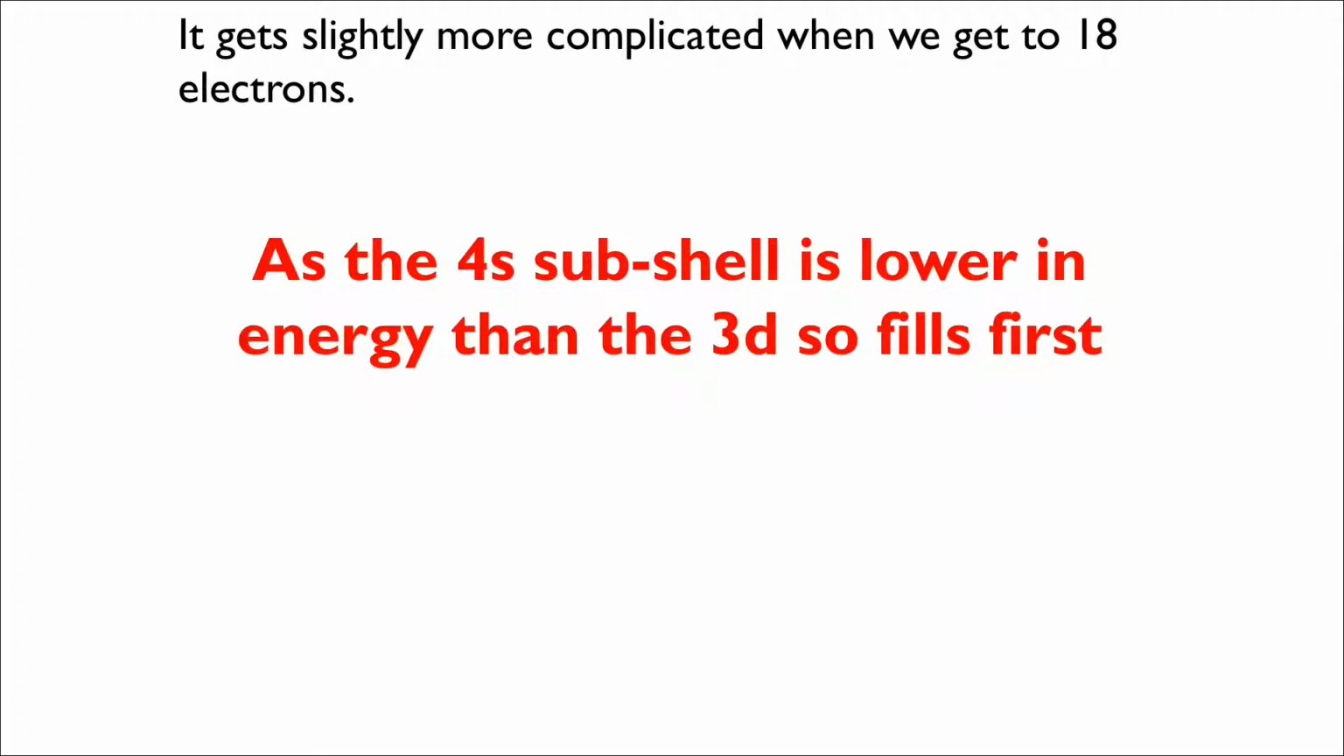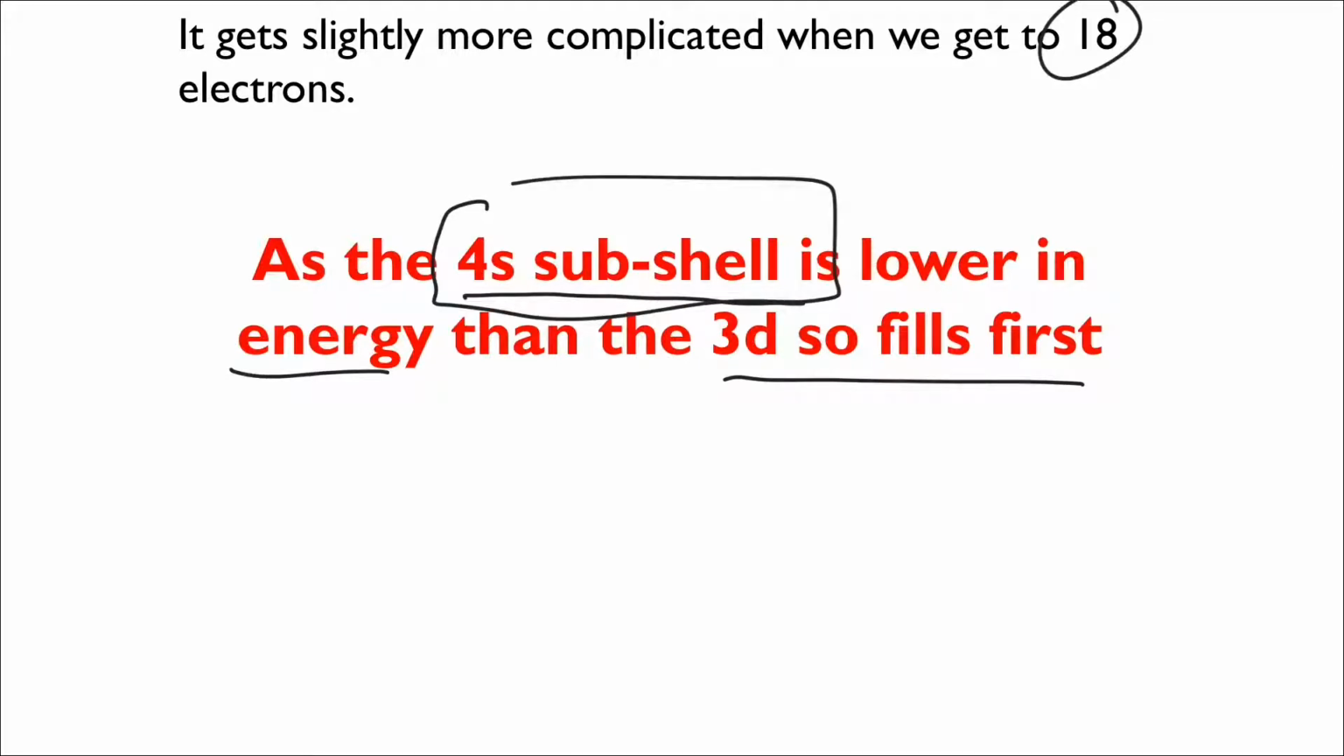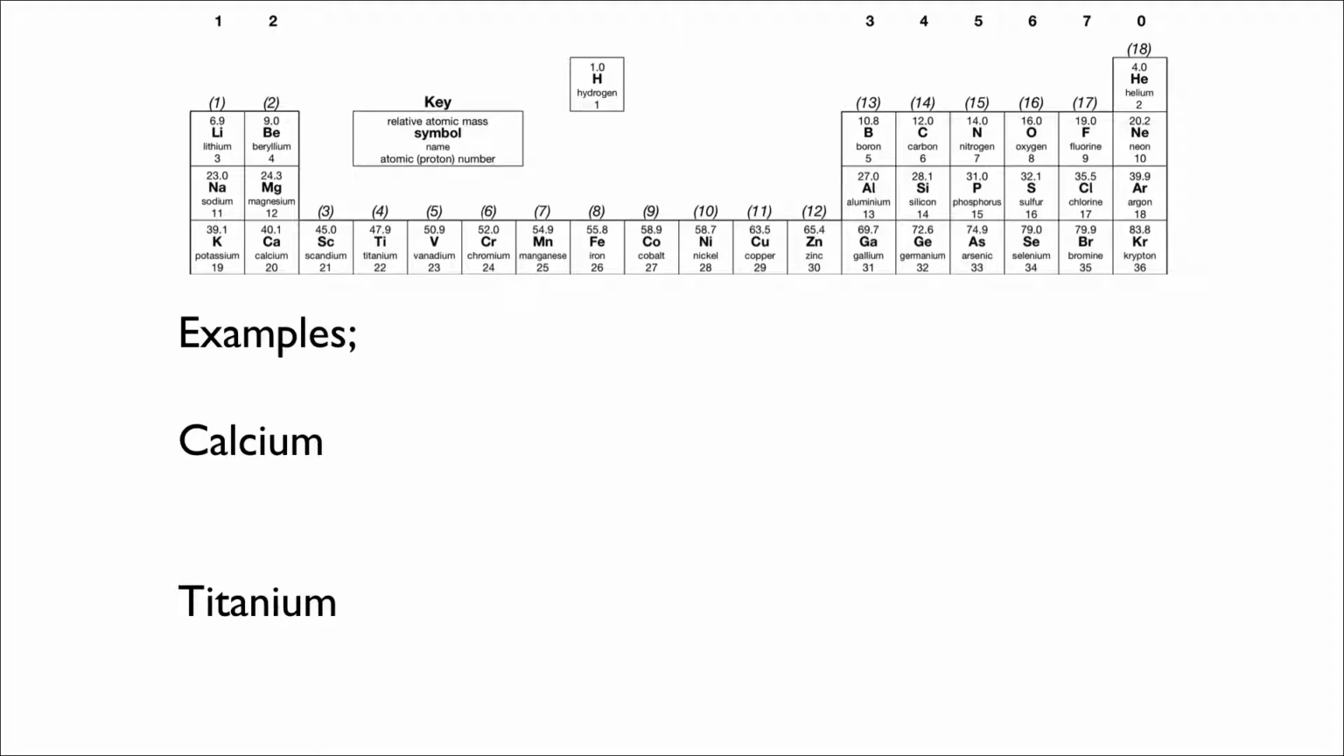So, annoyingly, it does get slightly more complicated when we get to 18 electrons, and the reason for this is because the 4s subshell is lower in energy than the 3d subshell, so it will fill first. So the electrons will go into the lowest energy subshells and the lowest energy main shells first. So because the 4s subshell is lower in energy than the 3d, it will fill before the 3d. So how does that affect things?